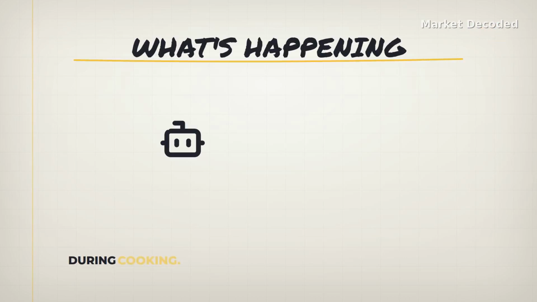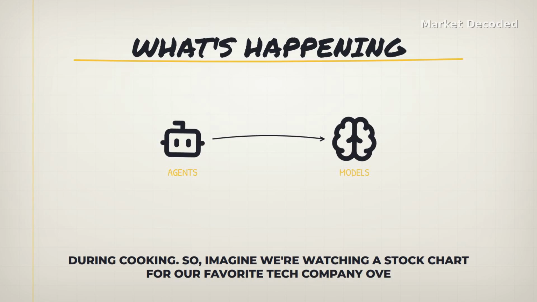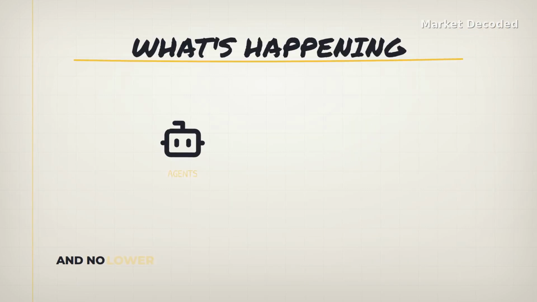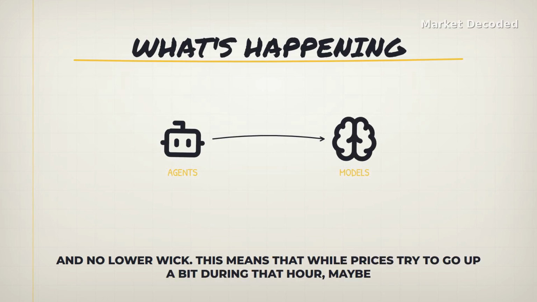So, imagine we're watching a stock chart for our favorite tech company over the course of 1 hour. The candlestick might look something like this, with a small upper wick and no lower wick. This means that while prices tried to go up a bit during that hour, maybe due to some good news, they didn't quite make it, and then they settled back down.